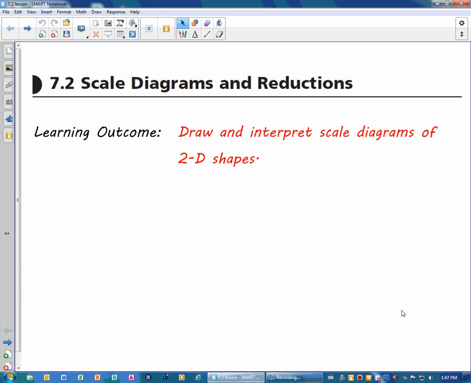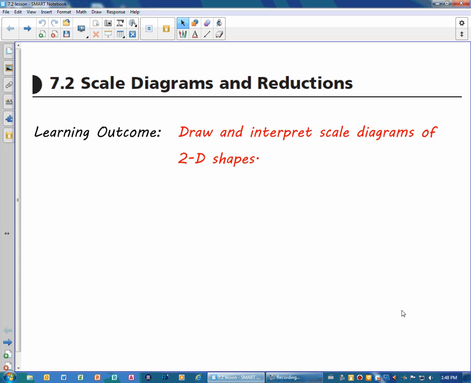Okay, so continuing on in chapter 7, we're going to talk about scale diagrams and reductions this time. In 7.1, we talked about enlargements, and that's what it sounds like. The picture was bigger than the object. In 7.2, reductions, that's the opposite. The scale diagram is going to be smaller than the original object. A good example of that would be blueprints. You're never going to be able to draw a picture as big as the building, nor would you want to. So blueprints are an example of reductions.